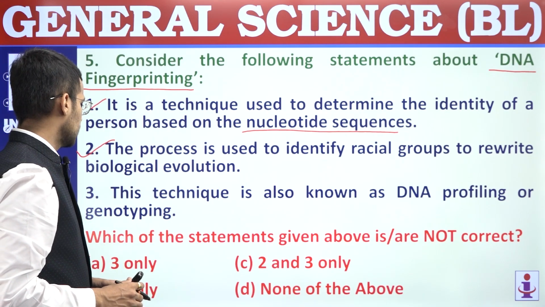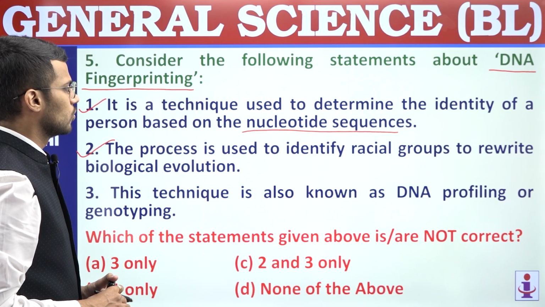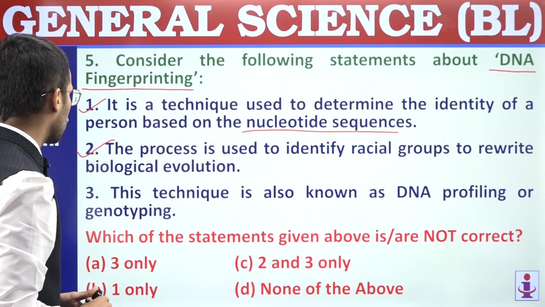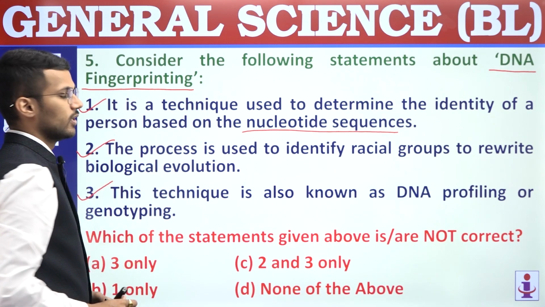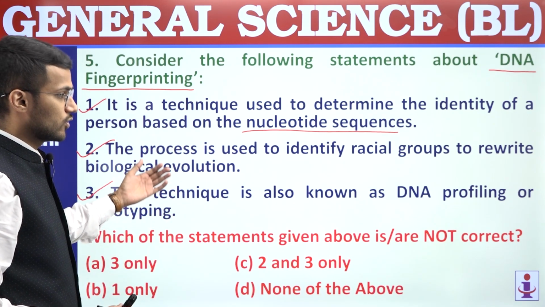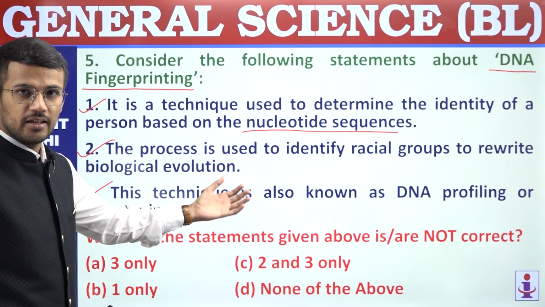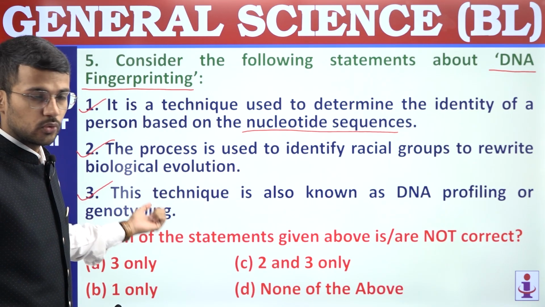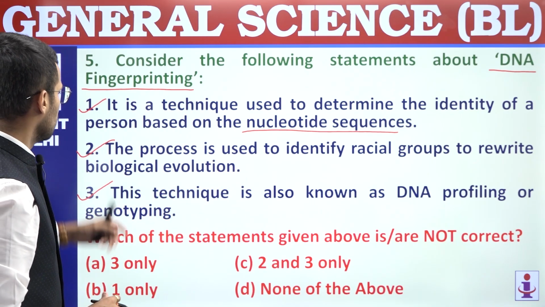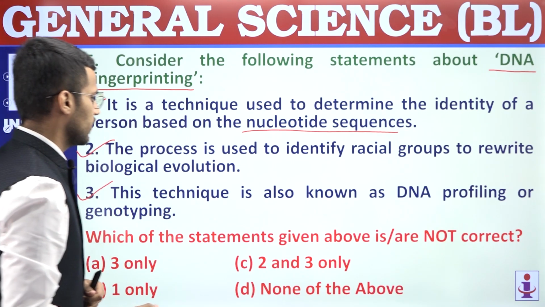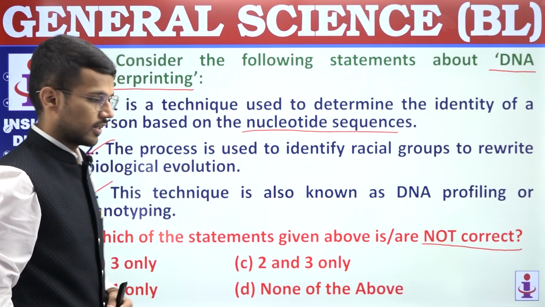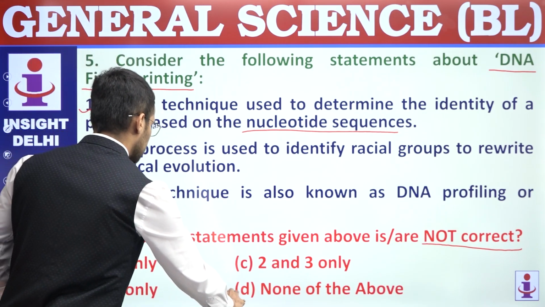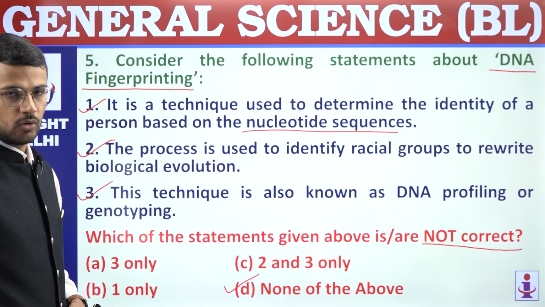Third, this technique is also known as DNA profiling or genotyping, right? So that is a correct statement related to DNA fingerprinting. It is also known as DNA profiling and genotyping. So all these three statements are correct, but we are supposed to find out statements which are not correct, and that's why the answer should be D, none of the above, right?